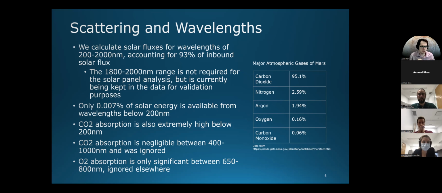CO2 absorption is extremely high below 200 nanometers, which is, again, along with this. However, CO2 absorption is negligible between 400 and 1000, and we can ignore it completely. And oxygen absorption is only significant between 650 to 800 nanometers, where the model will include it. Everywhere else, it is low enough for us to ignore. And here we can see the breakdown of the atmosphere of Mars, as the carbon dioxide is the major component and is therefore one of the largest things we worry about.